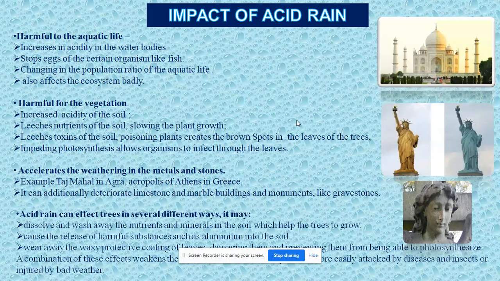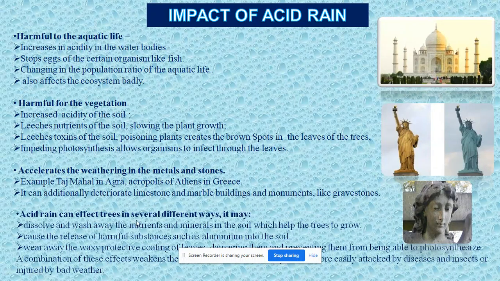This is only because of the acid rain. Exhaust gases from the Mathura refinery greatly affect the Taj Mahal at Agra, which is evident from its color change. It can additionally deteriorate limestone and marble buildings and monuments like gravestones.